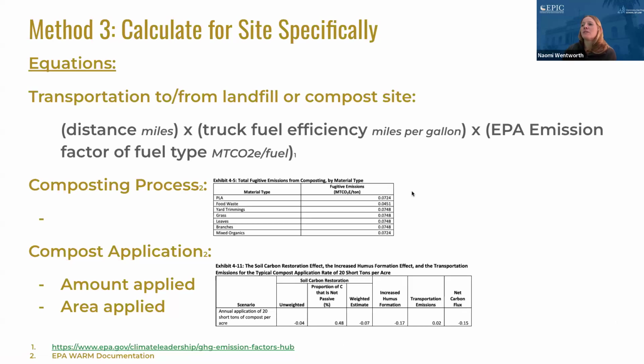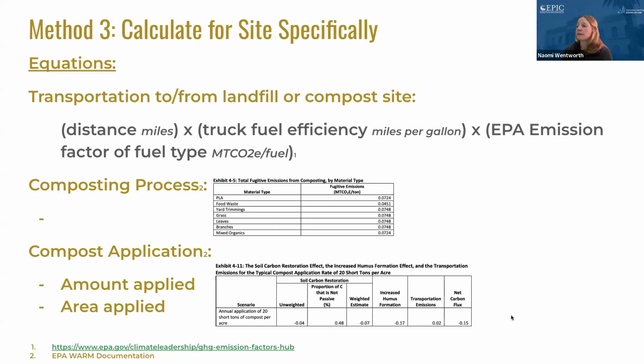Then we can pull the very specifics. These are pulled from the WARM model on fugitive emissions by material type that you're composting. So this isn't the fully modeled number that includes everything. This is just the methane and nitrous oxide that's coming off of the pile.